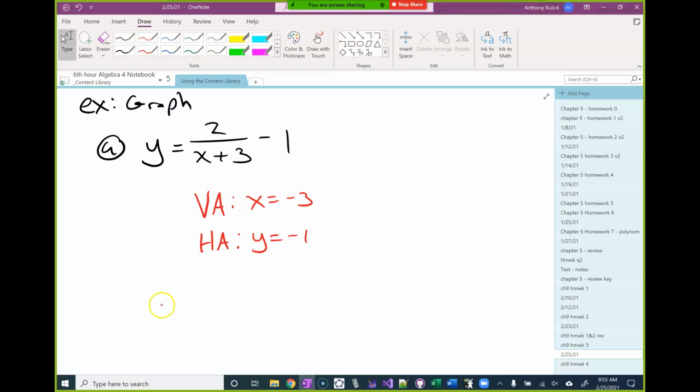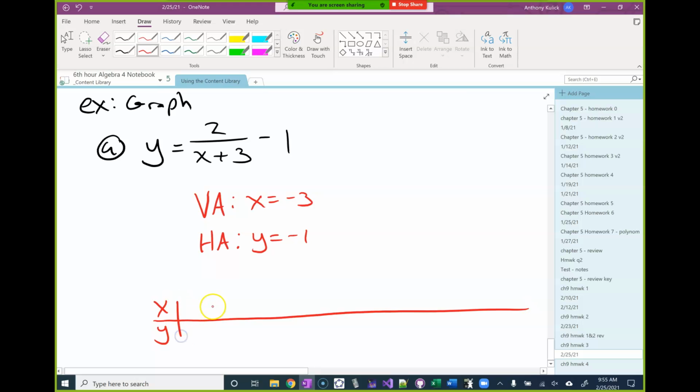Okay, so we've done that. So I'm going to make an xy table. So I say I need 3 points, and then I need to have the vertical asymptote, and then 3 more points. So the vertical asymptote doesn't have a y-coordinate with it. Notice that if I plug negative 3 into my function, my denominator is going to be 0, which is undefined, right? So I'm just going to color in the box underneath my vertical asymptote to remind myself that there's no point there.